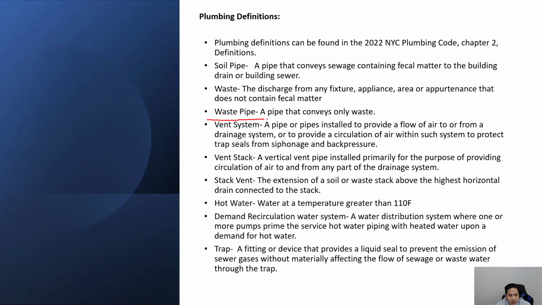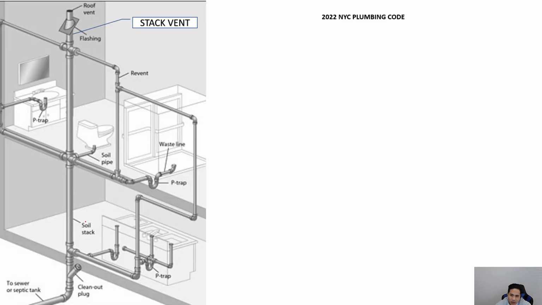so here a waste pipe is defined as a pipe that conveys only waste, and a soil pipe is a pipe that conveys sewage containing fecal matter. So it seems to also imply that it could contain other matter such as waste. But generally, when people talk about waste piping, they also mean soil. So these two terms are used pretty much interchangeably, where most people use the term waste pipe. So basically, you might hear soil pipe being referred to as waste piping.